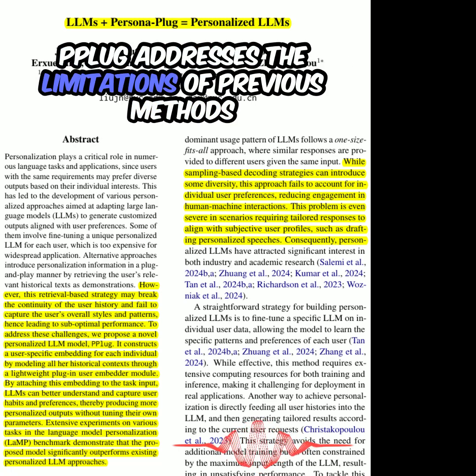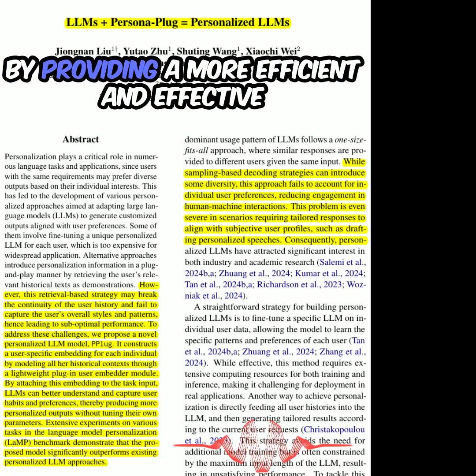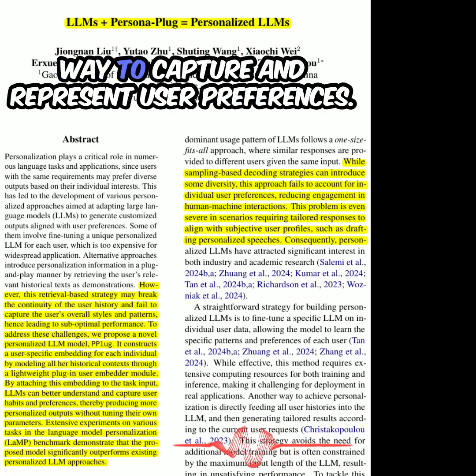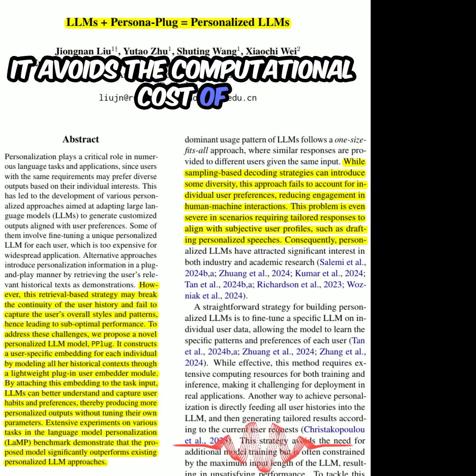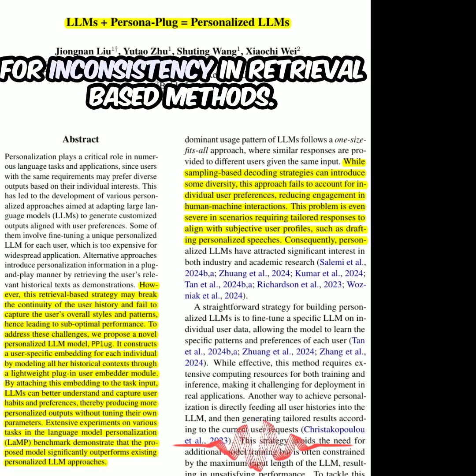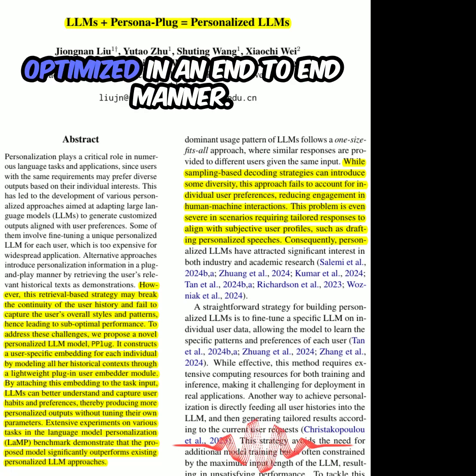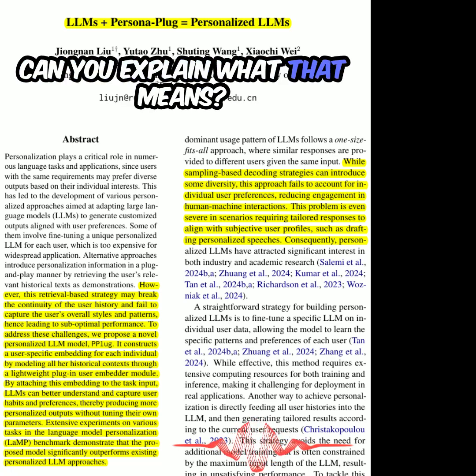P-Plug addresses the limitations of previous methods by providing a more efficient and effective way to capture and represent user preferences. It avoids the computational cost of fine-tuning and the potential for inconsistency in retrieval-based methods. The paper mentions that P-Plug can be optimized in an end-to-end manner. Can you explain what that means?